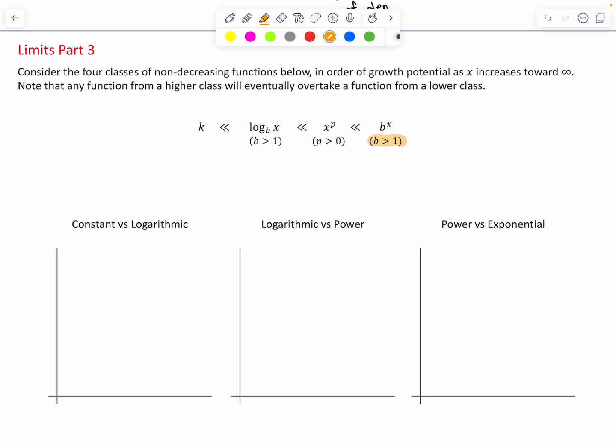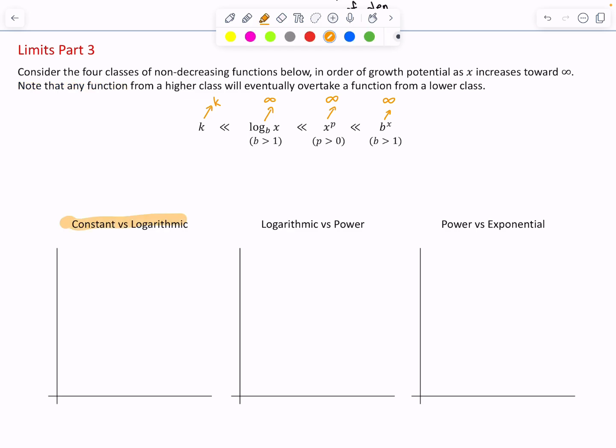Now, as x increases towards infinity, the constant function remains constant, so approaches k, but these other kinds of functions will approach infinity. They increase in an unbounded way, but they don't approach infinity in equal ways. Constants don't grow at all. Logarithms grow faster than constants. Powers grow faster than logarithms, and exponentials grow the fastest. So this is a hierarchy of growth potential. Note that any function from a higher class will eventually overtake a function from a lower class. We're going to explore that right now.